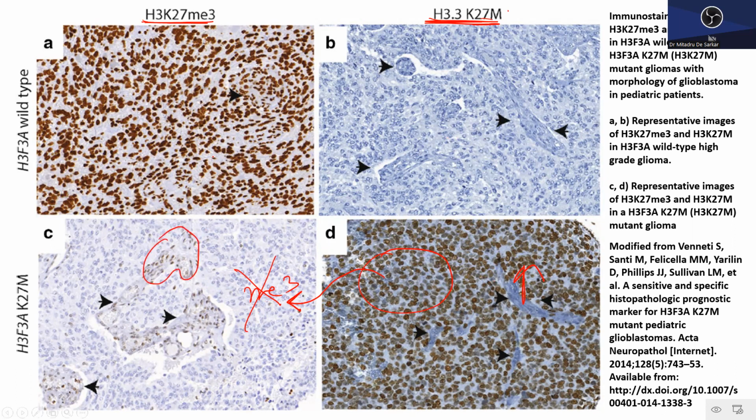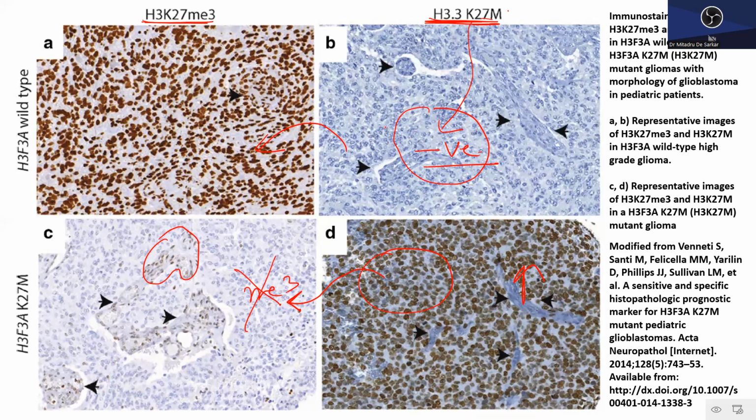In the other case, the case shown in A and B, this is basically a histone gene wild type, meaning that in this particular case there is no mutation of the histone gene. So obviously H3K27M IHC shows a negative result because there is no histone gene mutation, and because there is no histone mutation, there is normal expression of the trimethylated histone, which is expected in a normal cell.